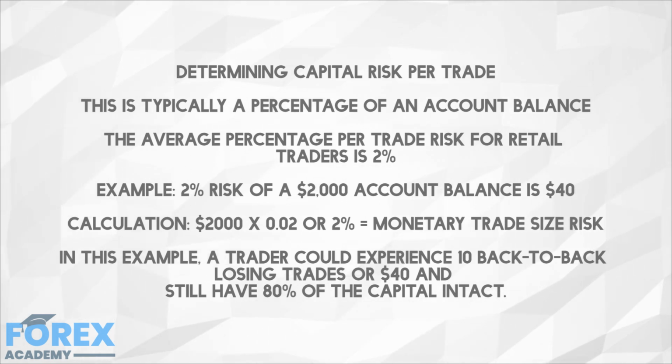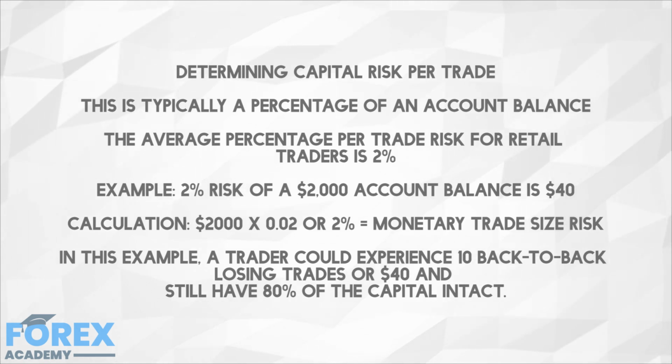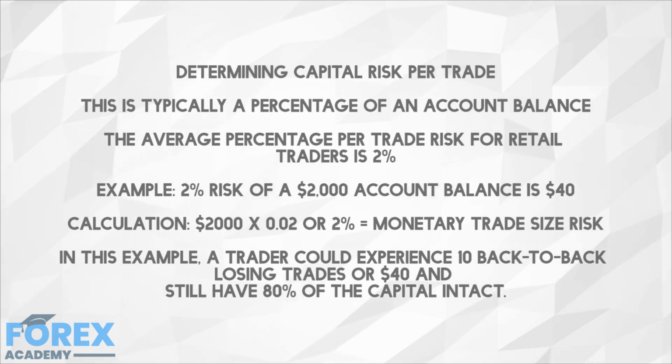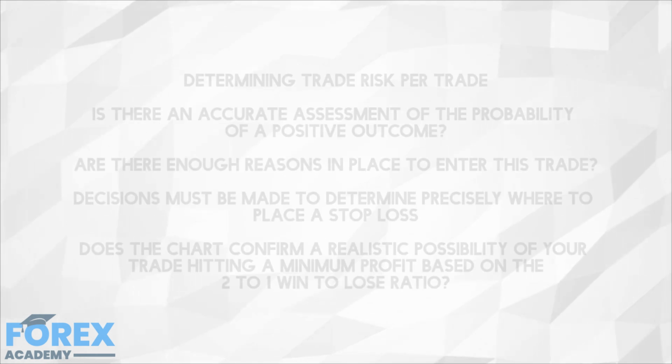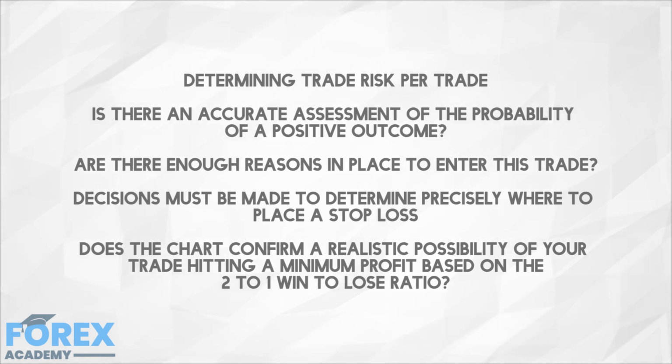Once a trader has a consistent winning methodology in place, percentage risk per trade can be gradually increased above 2%. Traders are also advised to try and achieve a minimum of 2-to-1 win-to-lose ratio. This would mean that a trader should be looking to make a minimum of $80 per trade win while risking a $40 loss.